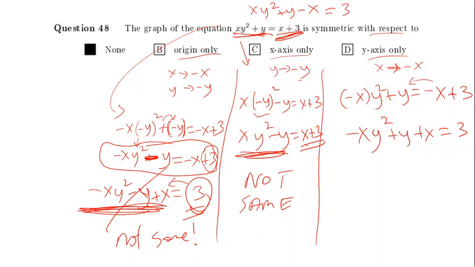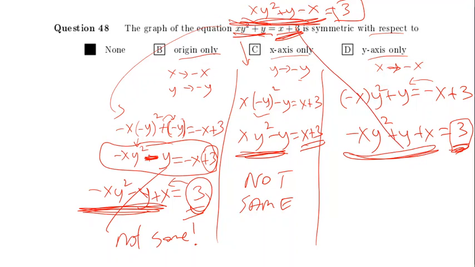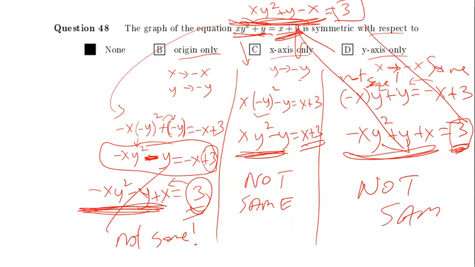make one side the same. So here these are the same. We isolated 3 on both the original one and the new equation, but this side turns out to be the same. No, not the same, sorry. They're not the same. When you compare them, these are the same, but these are not the same. So they don't match. So the tests of symmetry fail, and we say it's symmetric with respect to none of them.